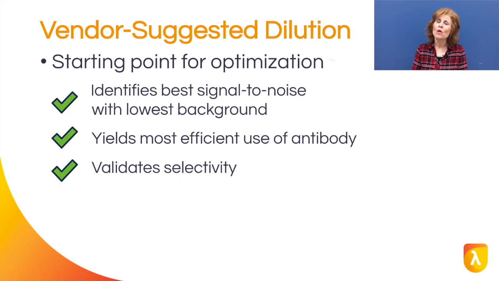The dilution or dilution range provided by the vendor for a Western blot should be considered a starting point for optimization by the user in their experimental conditions. The goal of optimization is to identify the highest signal-to-noise ratio with the lowest background. The benefits of optimization are the most efficient use of antibody and validation of antibody selectivity.